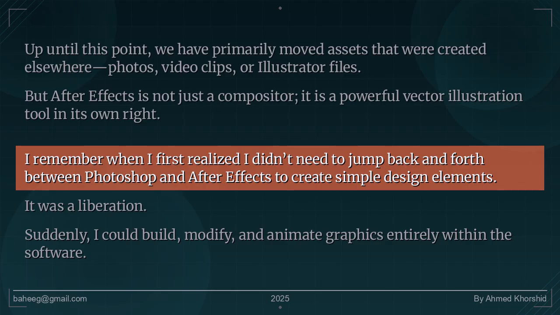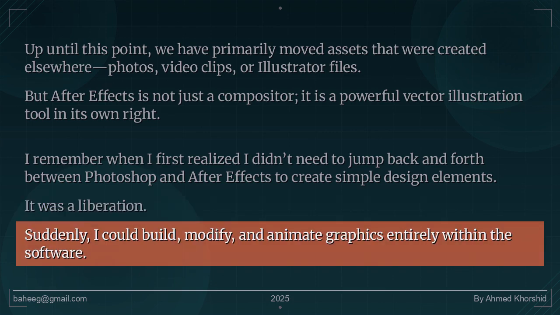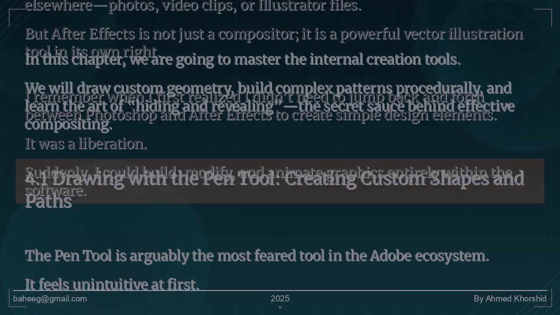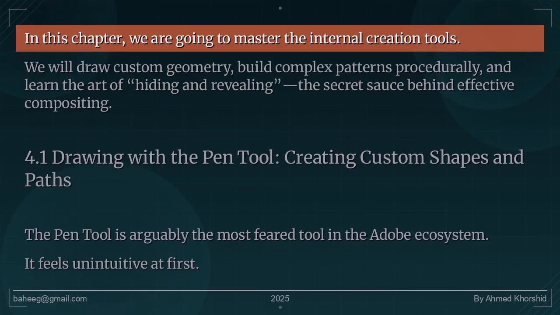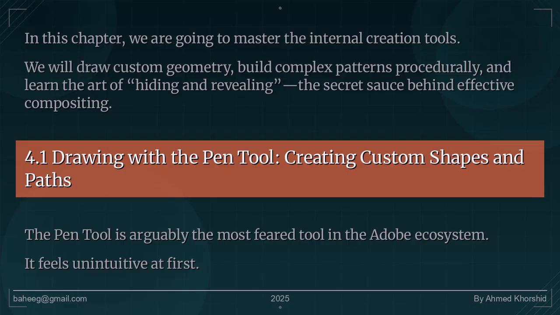I remember when I first realized I didn't need to jump back and forth between Photoshop and After Effects to create simple design elements. It was a liberation. Suddenly, I could build, modify, and animate graphics entirely within the software. In this chapter, we are going to master the internal creation tools. We will draw custom geometry, build complex patterns procedurally, and learn the art of hiding and revealing, the secret sauce behind effective compositing. 4.1 Drawing with the Pen Tool, Creating Custom Shapes and Paths.